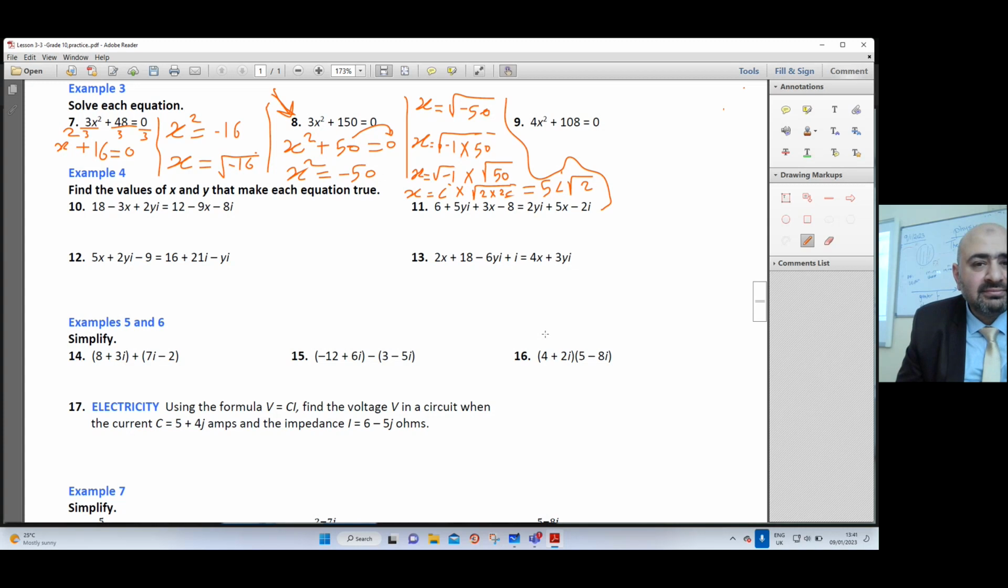Write 27 as 3 times 9. The square root of 9 is 3, and take 3 under the square root. And the answer will be 3 square root of 3. 3i square root of 3. Excellent.